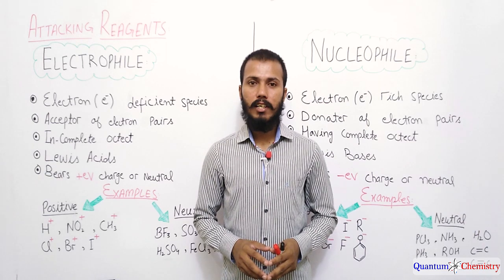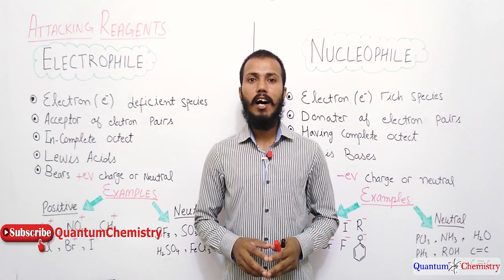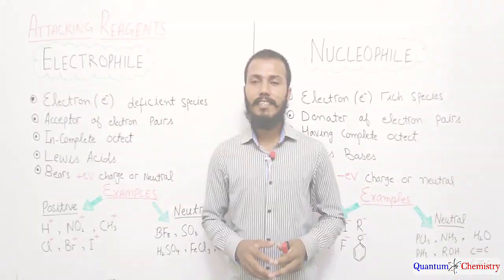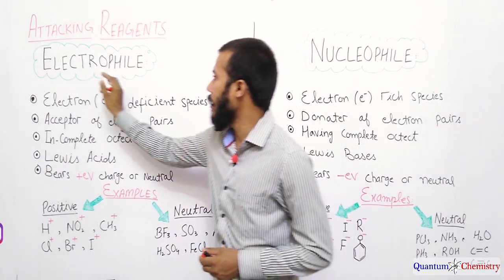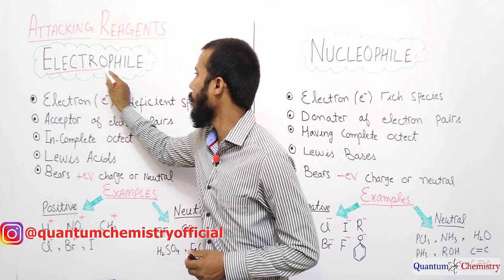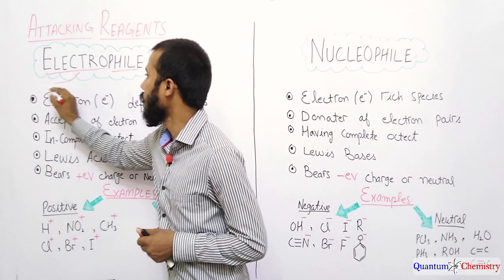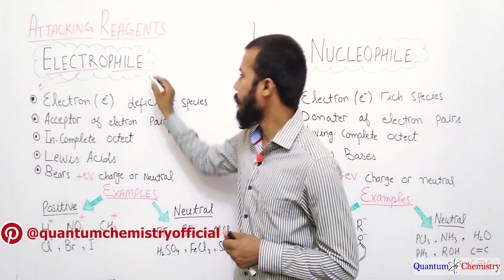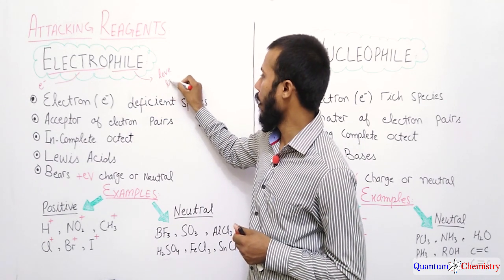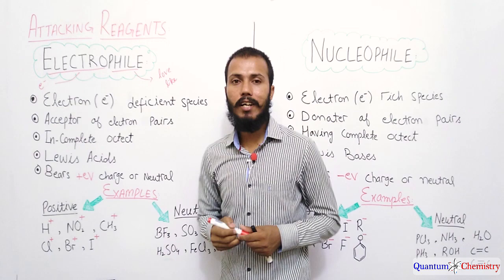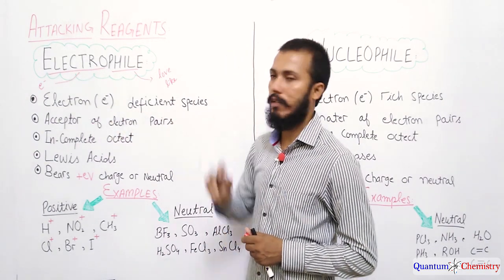Today we are going to discuss the most important topic of organic chemistry, attacking reagents, which are electrophiles and nucleophiles. What are electrophiles? The word electrophile consists of two words, electro and phile. Electro means electrons, and phile means love or like, love for something. And what are electrophiles? Electrophiles are electron deficient species.